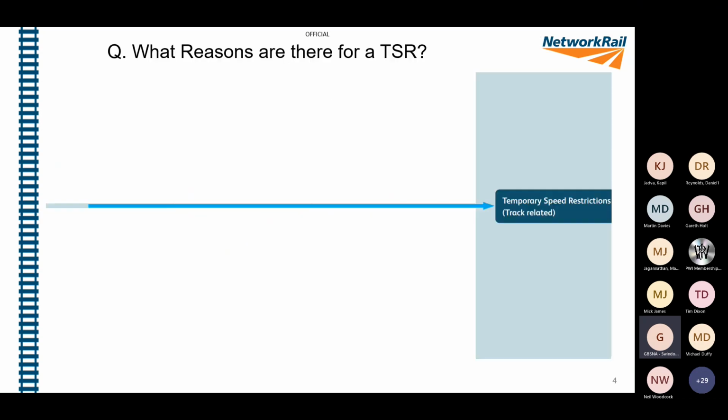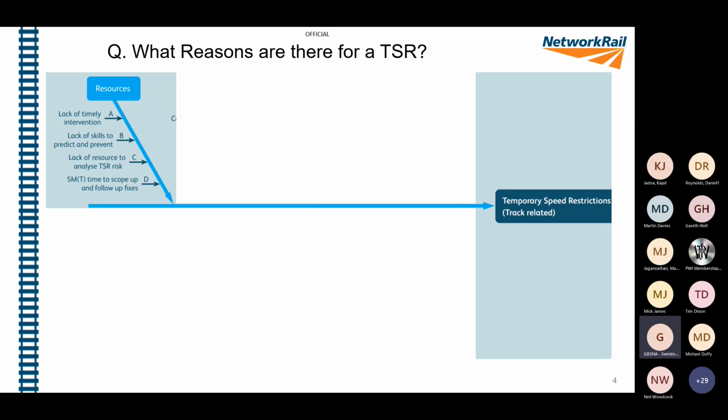Okay, so next, I believe, what reasons are there we may need TSR? They fall into 6 categories. The first one is resources. So we may not be able to deliver a timely intervention on a particular issue. We may not be able to have the skills to predict and prevent such a situation, and so on and so forth. So we won't go through all of them, but the first grouping is resources.